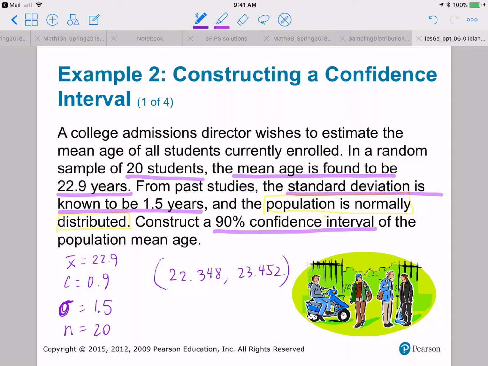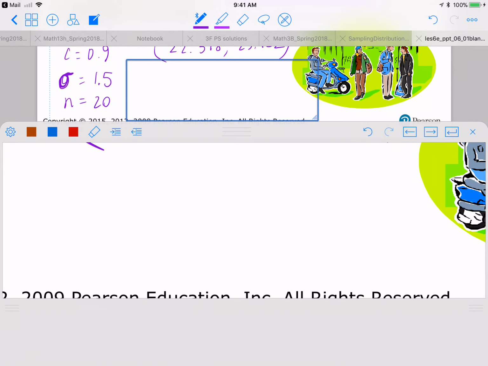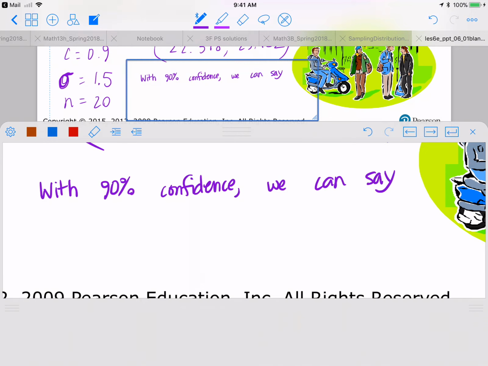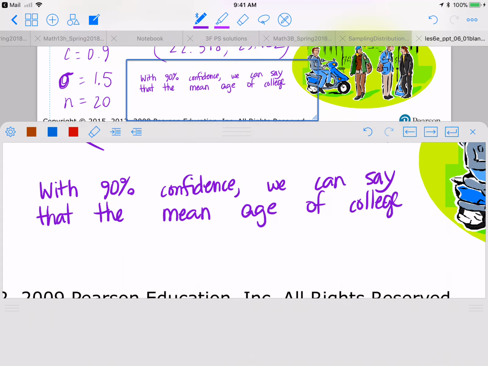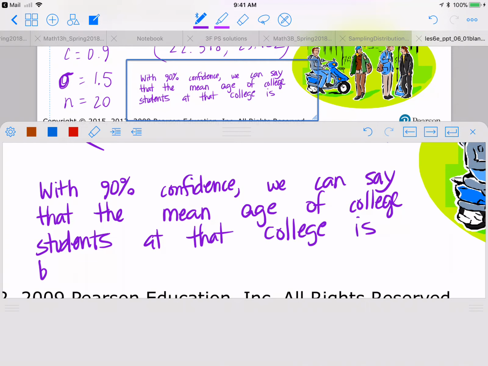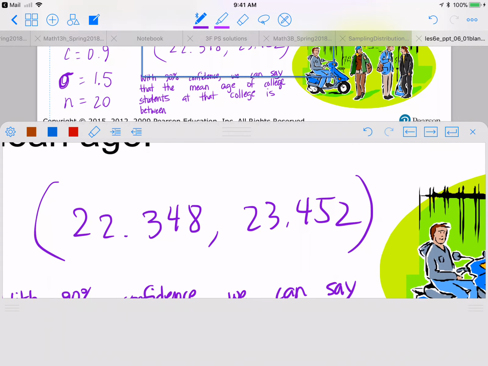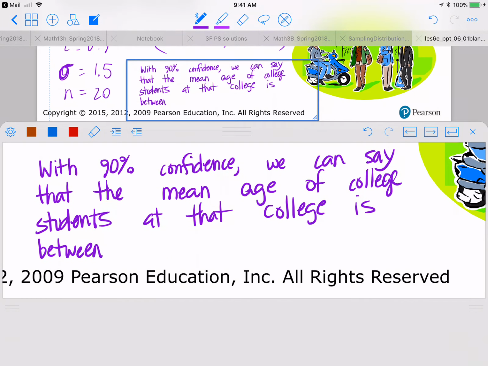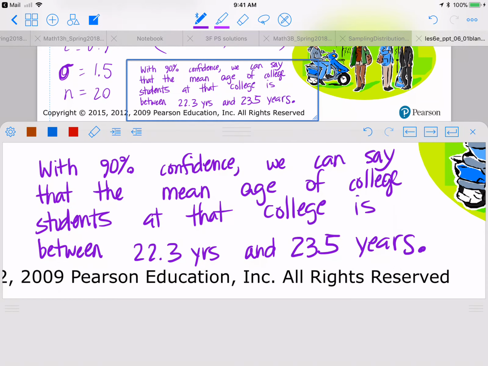So the interpretation is that with 90% confidence, we can say that the mean age of college students at that college is between 22.3 and 23.5 years. Okay.